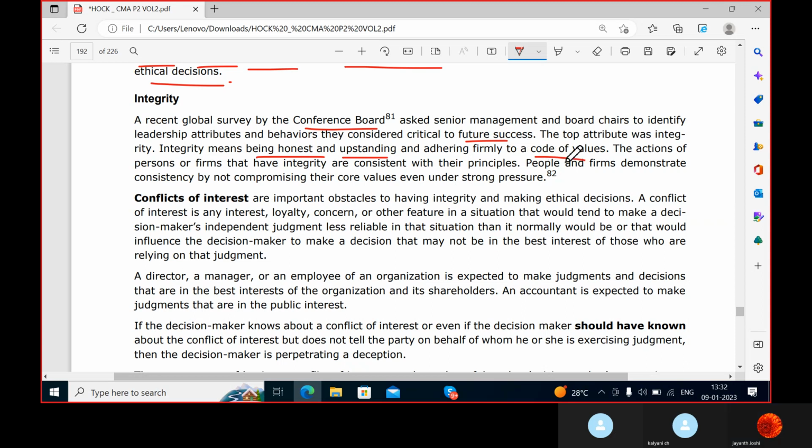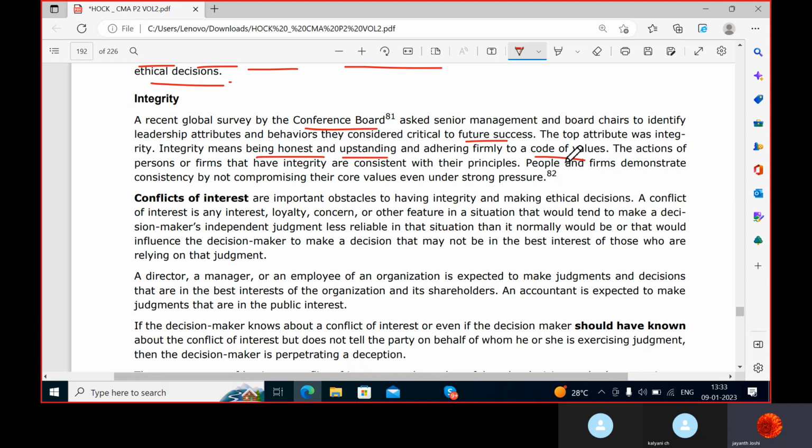That means integrity is nothing but you should be honest, you should be someone who follows a code of values. That means you should have all the good values in you, moral values in you. Okay, so the actions of persons or firms that have integrity are consistent with their principles.